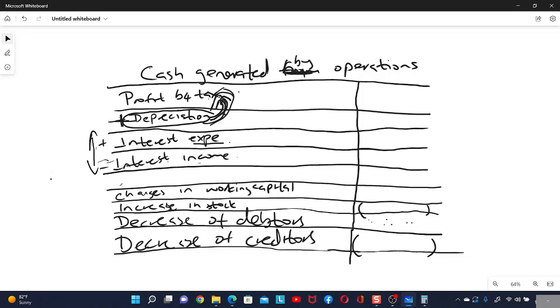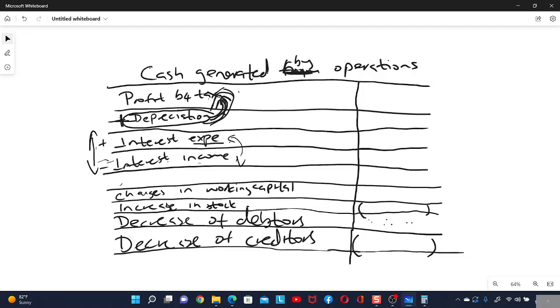So what we are doing here is we are reversing this. Because we subtracted the interest expense, now we are adding it, because under cash flow, we do have the interest expense column and also the interest income. And then we have the changes in working capital.